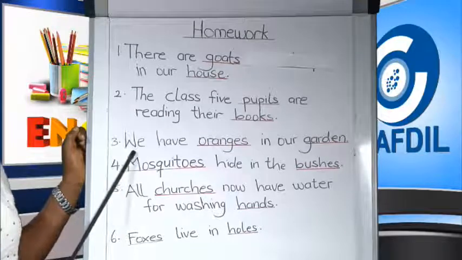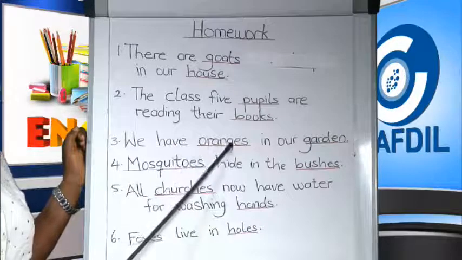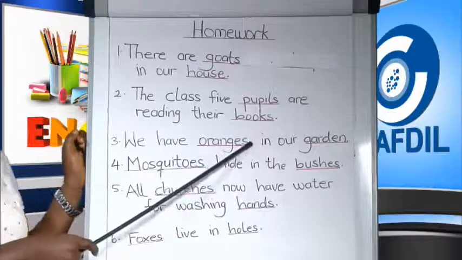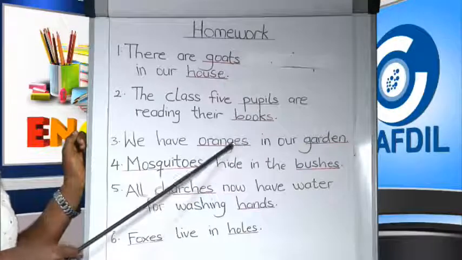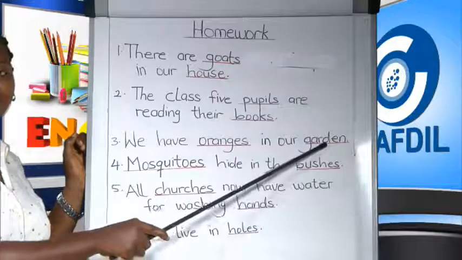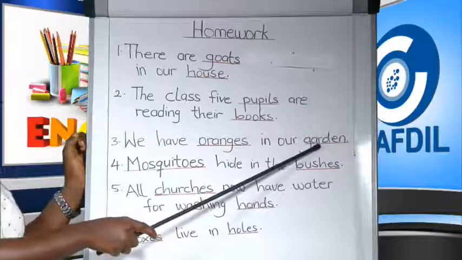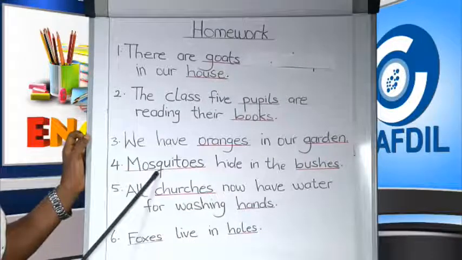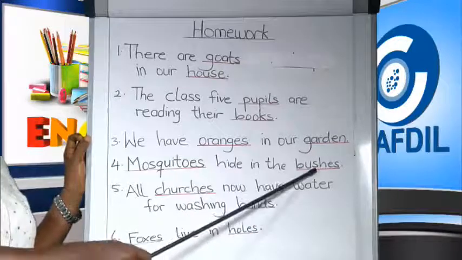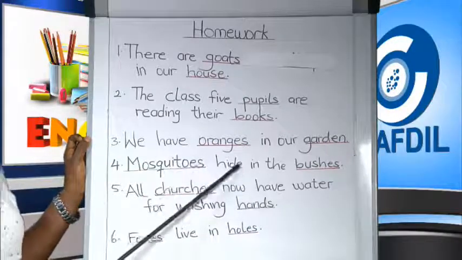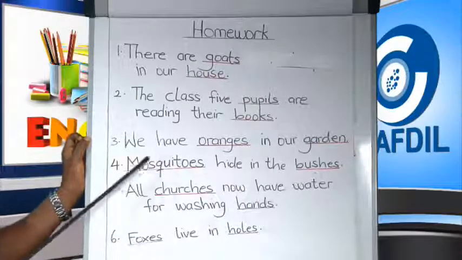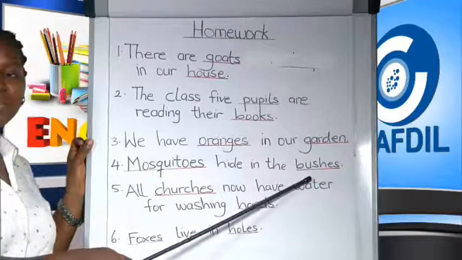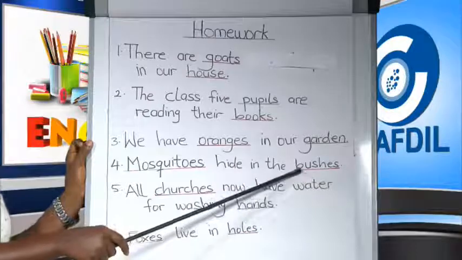Number 3: We have oranges in our garden. So we've underlined oranges as a countable noun, and then garden as our countable noun. Number 4: Mosquitoes hide in their bushes. So we have underlined mosquitoes as a countable noun and then bushes as a countable noun.